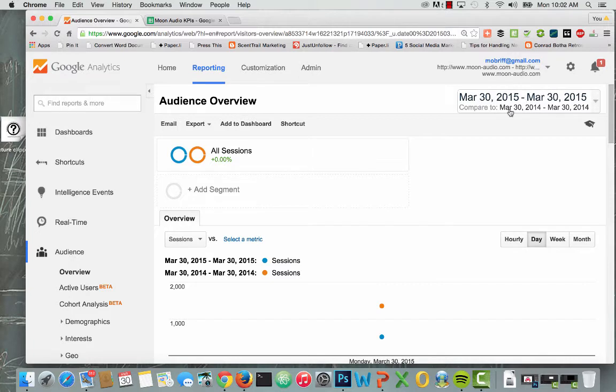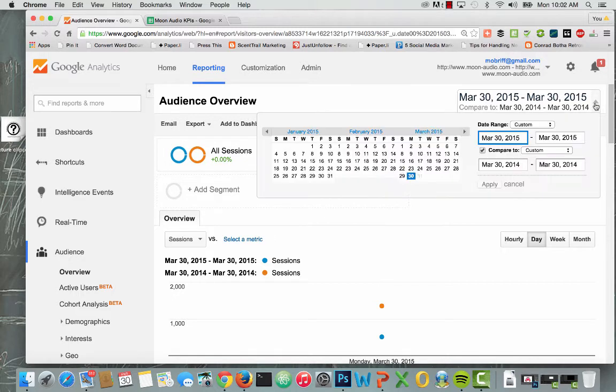The first thing you need to understand is how to set up time frames for your analysis, and you do that here. This can be a little bit tricky when you set up comparison sets, so you need to be careful when you set up a time frame to compare to. In this case we're going to look at today, because it's not complete yet, for Moon Audio versus the same day last year.